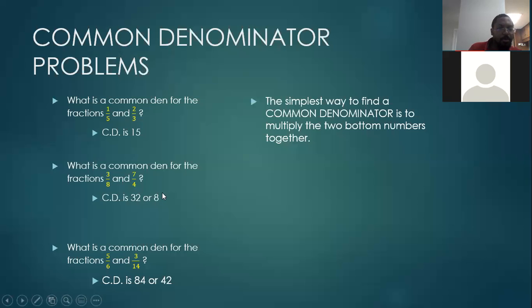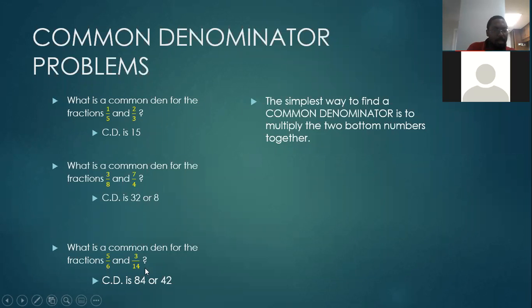Now, 8 is also a common denominator if you are clever enough to know all your numbers and realize that 4 goes into 8, you can figure that out. But let's say you didn't want to overthink it. If you didn't want to have to think about it too hard, you could say 8 times 4 is 32 and get 32.